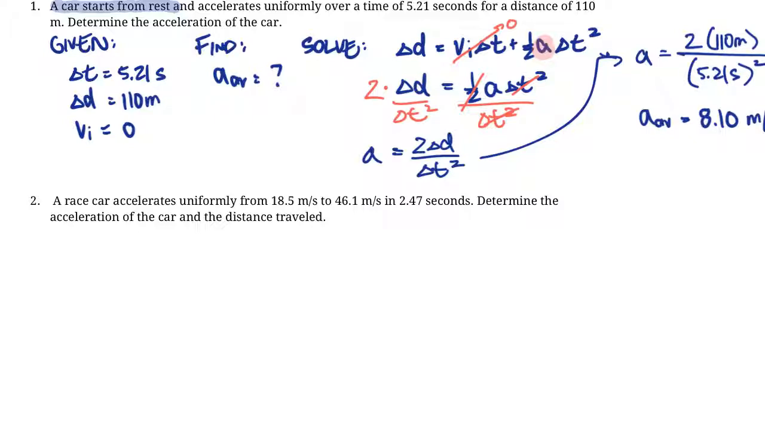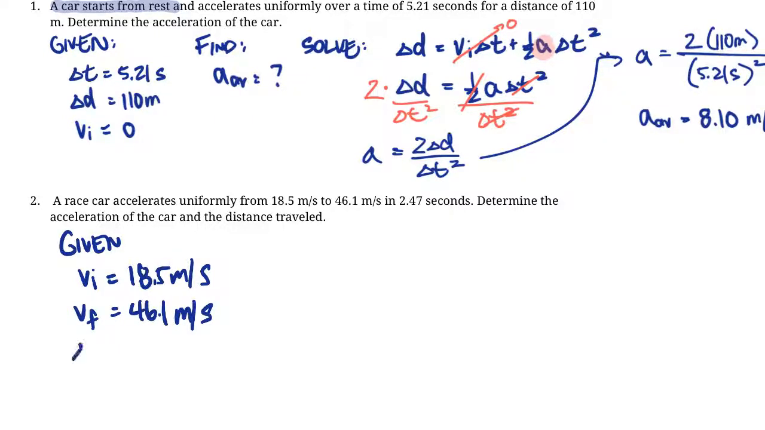So again, in this question, we're going to start off with the given. What are we given? Well, first of all, we're given that it accelerates from 18.5 to 46.1. That means our VI, our initial speed, is 18.5 meters per second, and our final speed, VF, is 46.1 meters per second. And this takes 2.47 seconds, so that's our delta t.